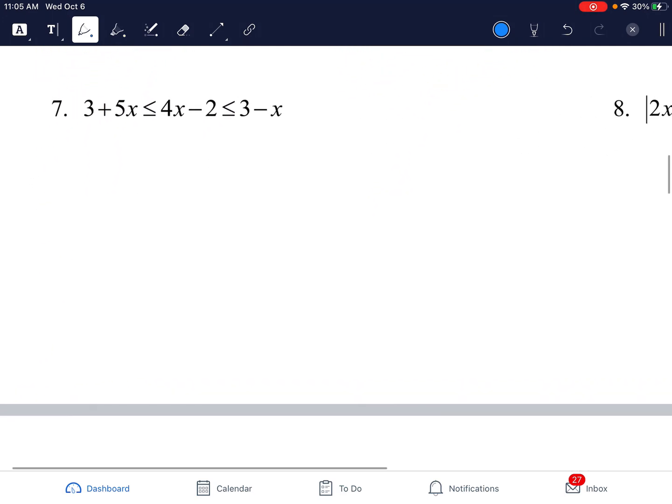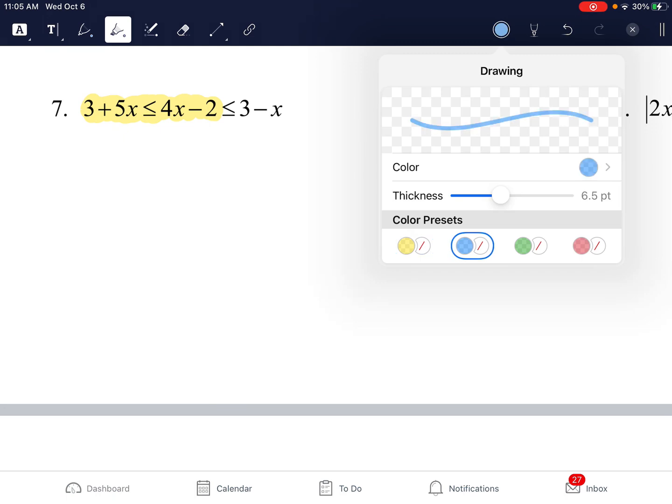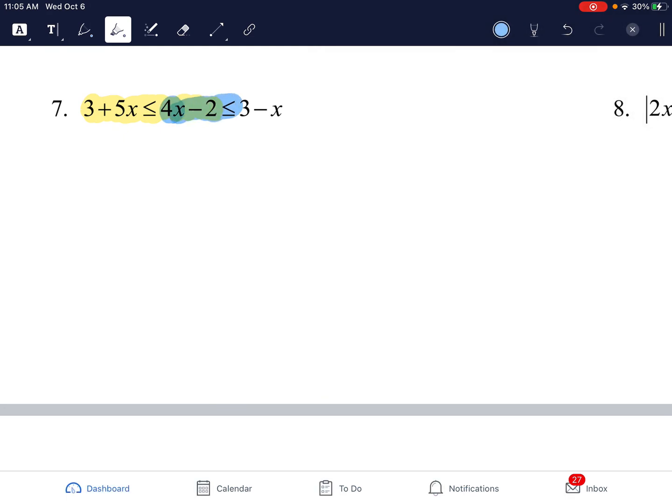Number 7 is another compound. So we're going to make our 2 equations with the left and the middle, and the middle and the right. Those are our 2 pieces. So our first equation is 3 plus 5x is less than or equal to 4x minus 2. Then 4x minus 2 gets used again with the 3 minus x.